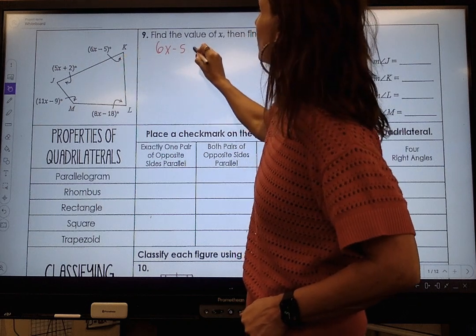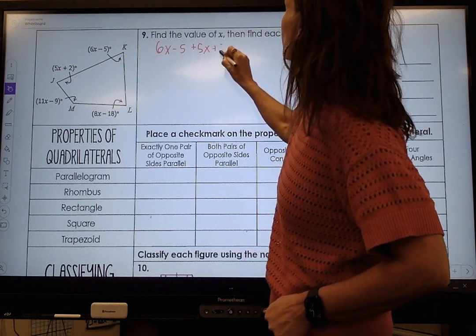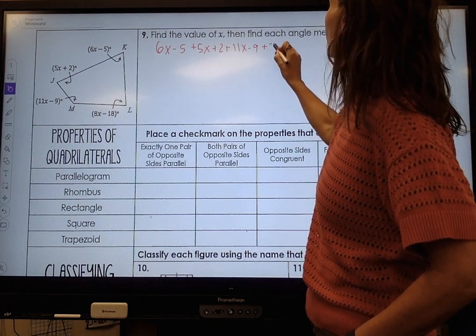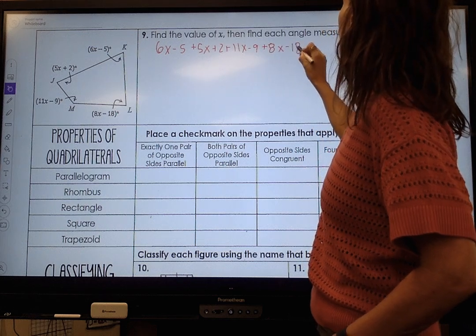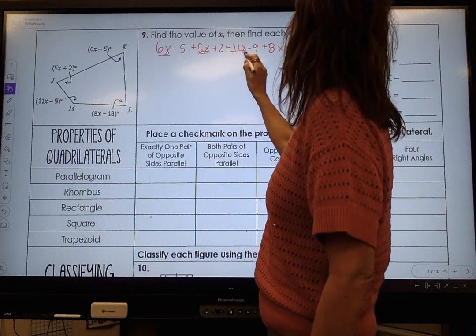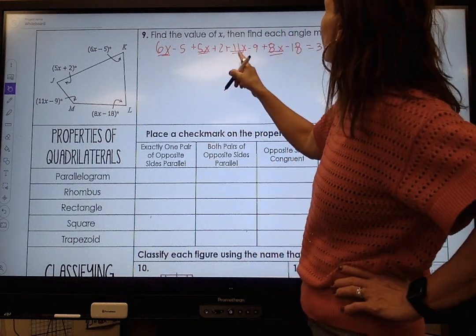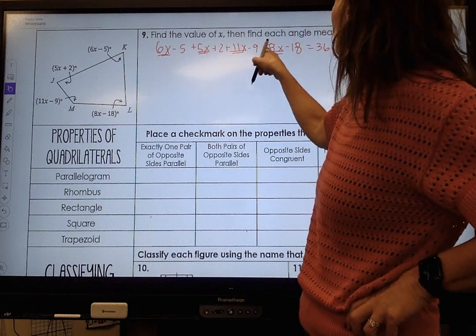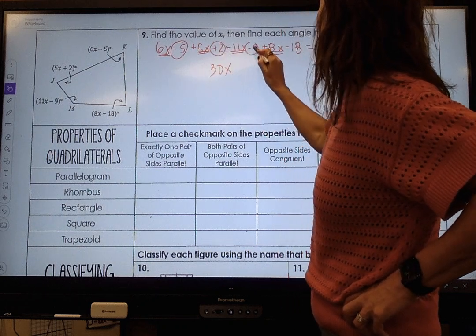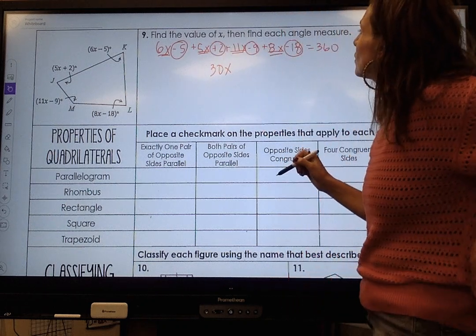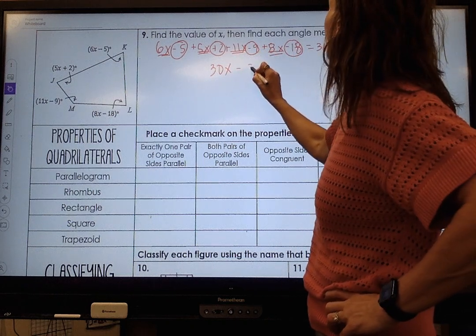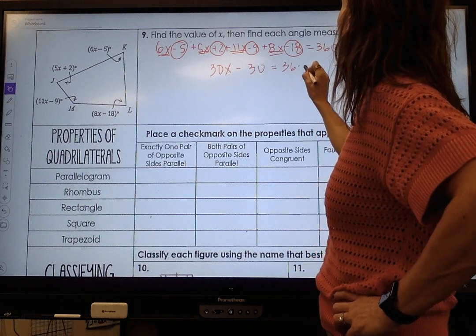Angle K plus angle J, which is 5x plus 2, plus angle M, which is 11x minus 9, plus angle L, which is 8x minus 18, is all going to equal 360 degrees. So when I combine my like terms, I get 11, 22, 30x. Negative 5, positive 2, negative 9, and negative 18. So that gives me negative 14, and a negative 18 is negative 32, plus 2 is negative 30. I set that equal to 360.